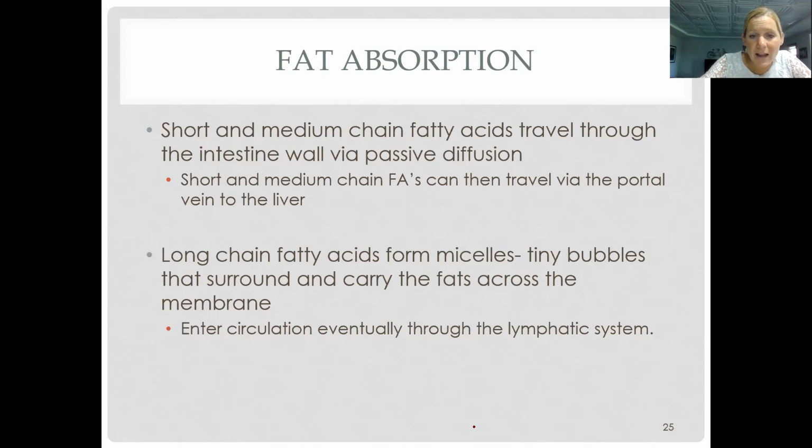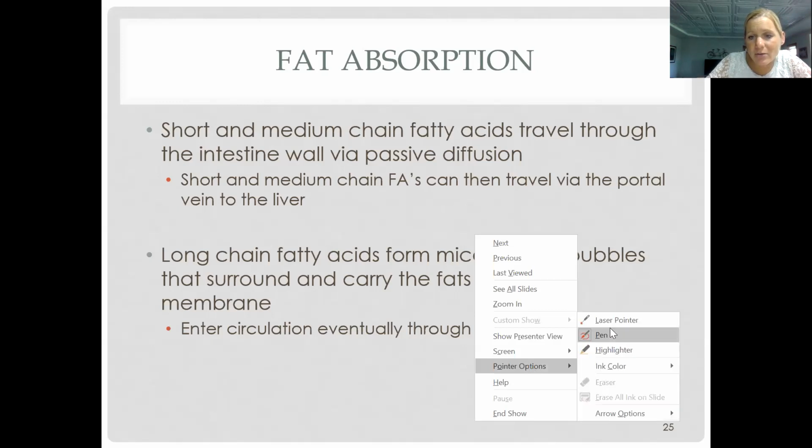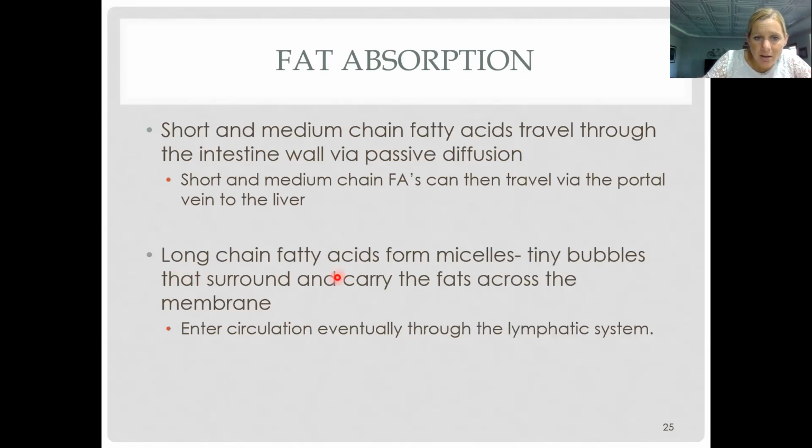Right? Long chain fatty acids are going to form what's known as a micelle, and a micelle is a tiny bubble that's going to carry the fats across the membrane. Instead of heading into the hepatic portal system, however, they're going to enter the circulation eventually through the lymphatic system, okay? So these long chain fatty acids are going to get in like this little backpack, which is a micelle, and they're going to be dropped into the lymphatic system. And so now I've got these long chain fatty acids floating around in my circulation, because eventually this will dump into my blood and travel through my heart.